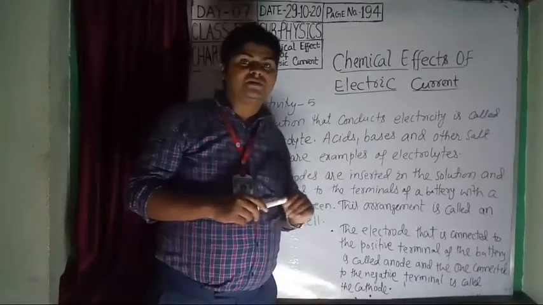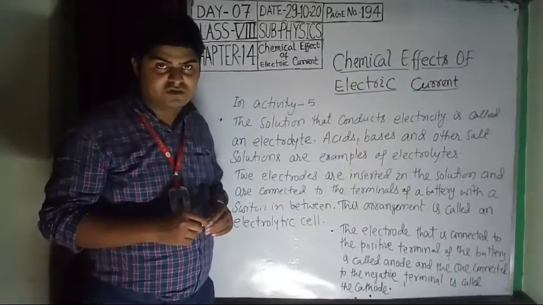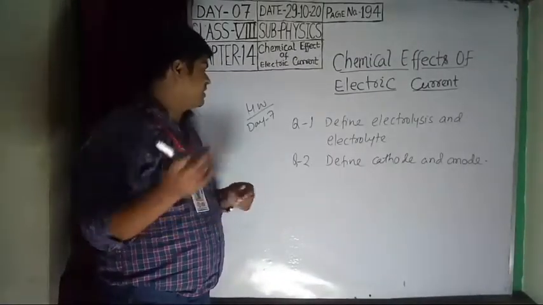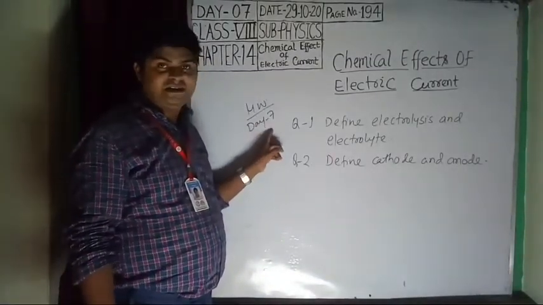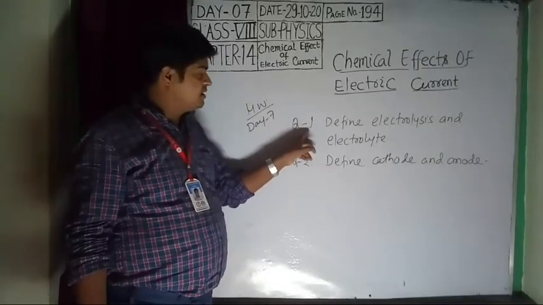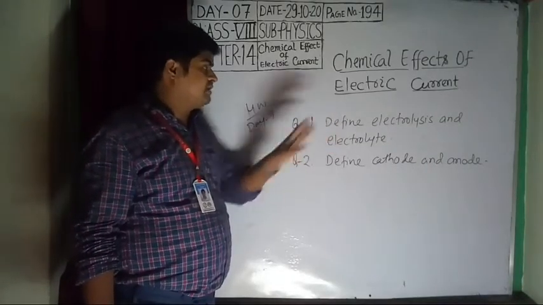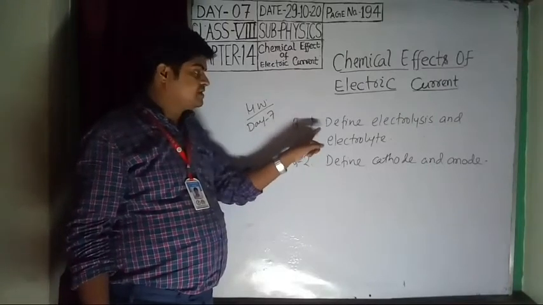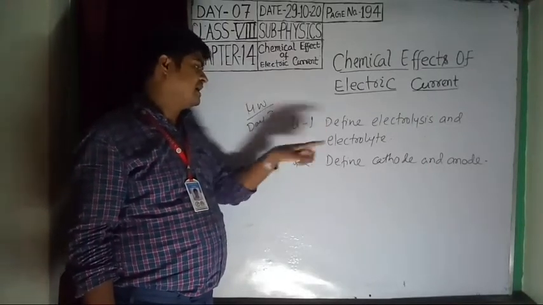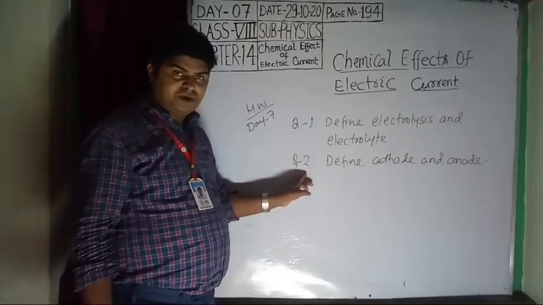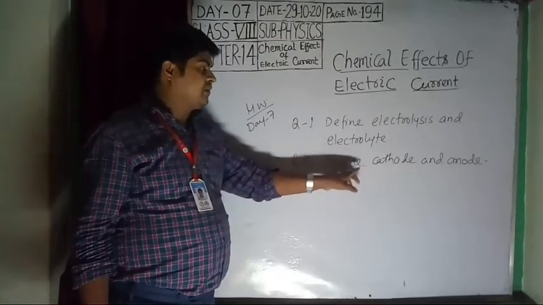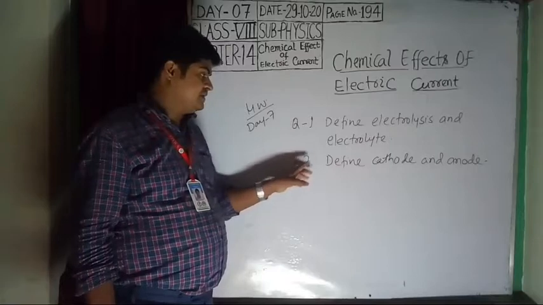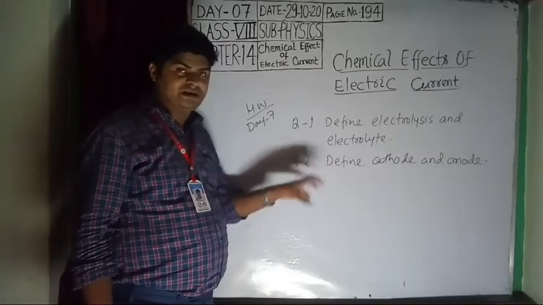Students, today's class is over. Now it's time for your homework. This is your homework for day 7. Question 1, define electrolysis and electrolyte. Both are different things, so you will differentiate between electrolysis and electrolyte. Question number 2, define cathode and anode. You will just define what is cathode and what is anode.